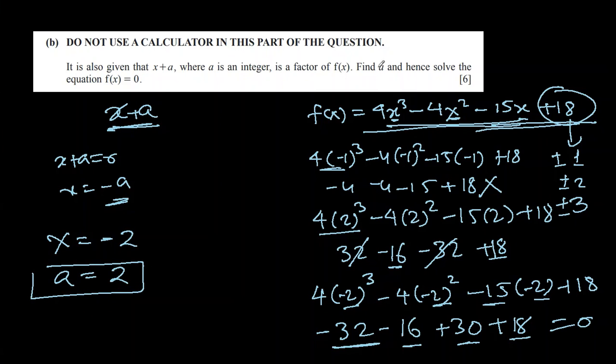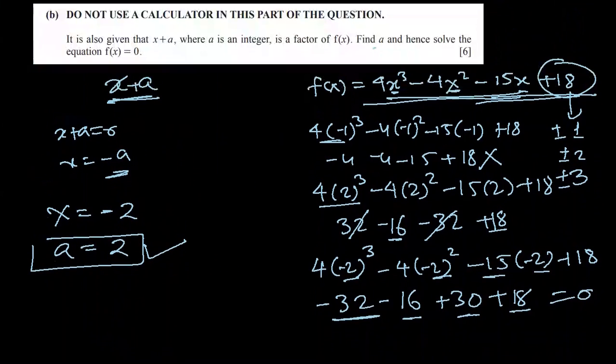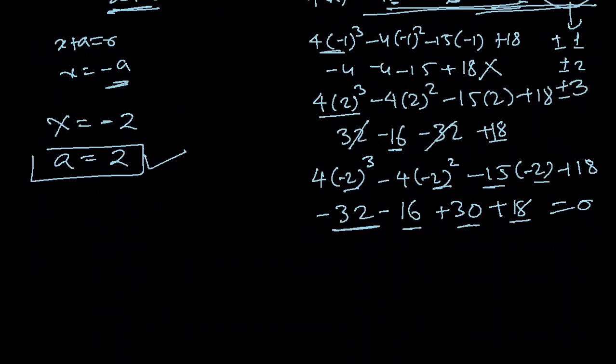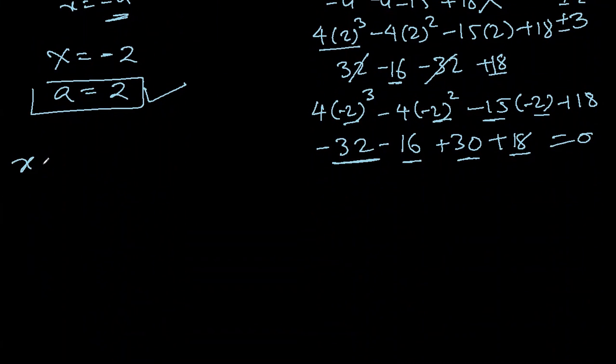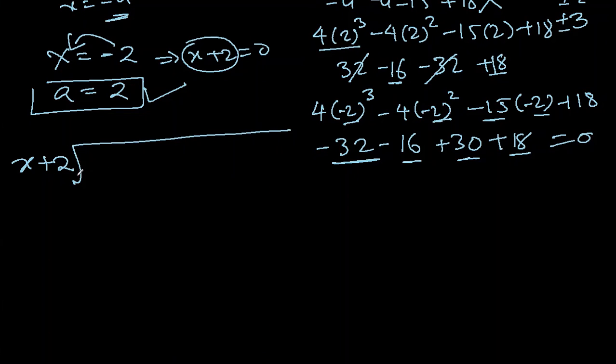This is the root. Now, they're also saying to find a. We found it by hit and trial. And then solve the equation f(x) equal to 0. Since we already know one of the factors now, we can find the rest of it. So x plus 2. When 2 comes to the left side, it becomes x plus 2 equal to 0, and this x plus 2 becomes the factor of the given polynomial.